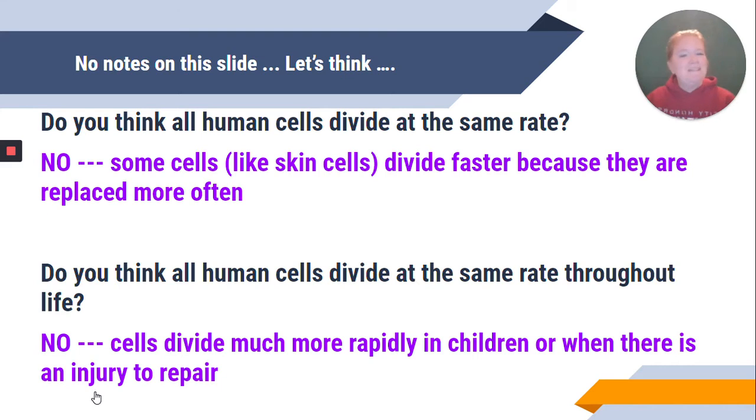Nope. Cells divide much more rapidly in children or when there's an injury to repair. So you break a bone, all of a sudden, mitosis goes into high gear to repair that damage.